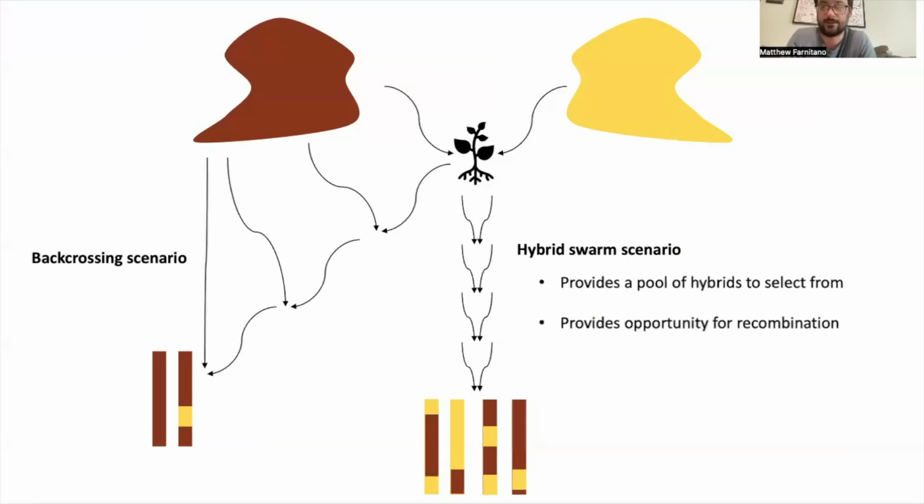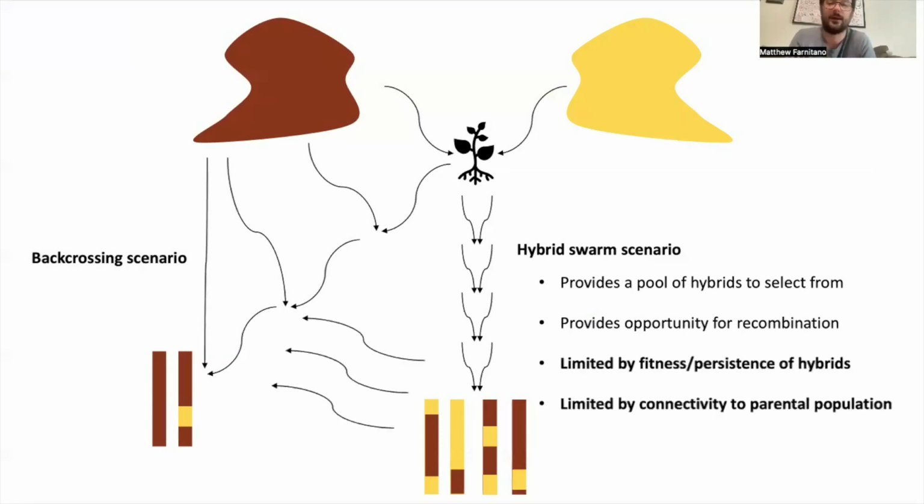And in this scenario, we have a pool of lots of different hybrids to select from. Each hybrid has their own unique combination of red and yellow alleles, and we have lots of opportunity for recombination to break apart those alleles and allow selection to act on the best combinations of alleles. And then you can get back crossing from this hybrid swarm and more efficiently introgress only the alleles that are beneficial in the red background.